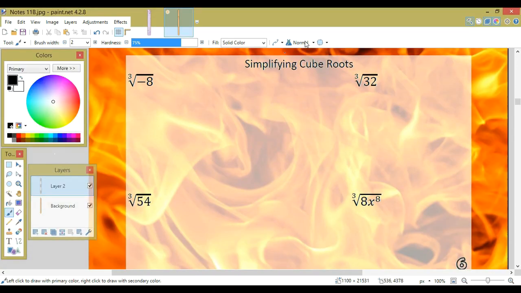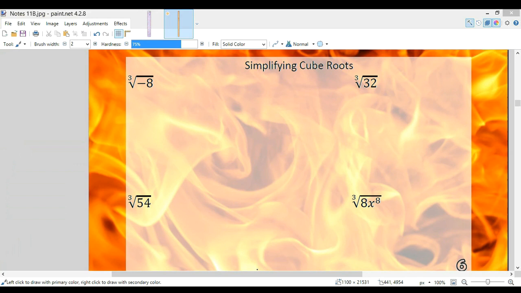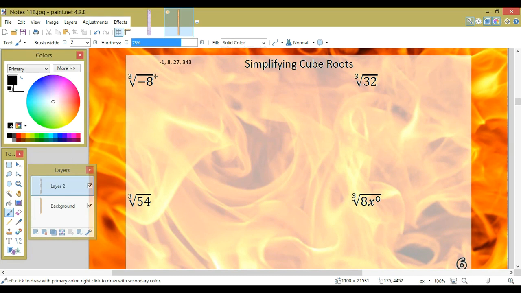Page 6 is simplifying cube roots. So instead of square roots, now we're going to simplify cube roots. The perfect cubes we want to try to take out are these numbers that are right at the top. We'll try to take out negative 1, 8, 27, and 343.